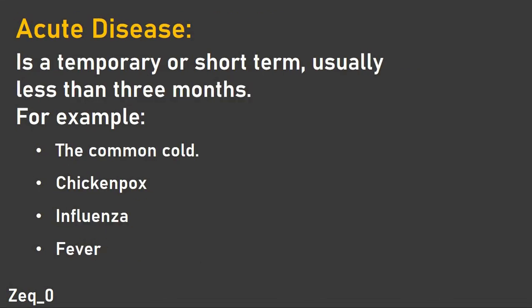Okay, so we have another two types of diseases, acute diseases and chronic diseases. Acute diseases are short-term diseases. They last less than 3 months. They are temporary. Some examples are common cold, chickenpox, influenza, and fever. So they all last less than 3 months. Those are acute diseases.